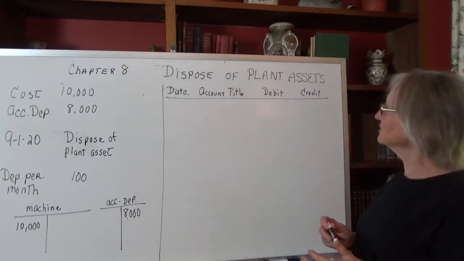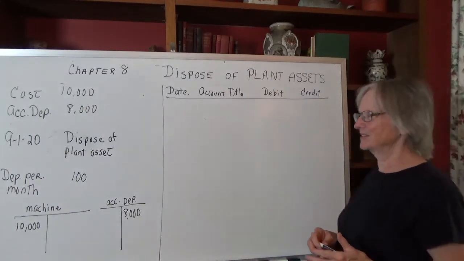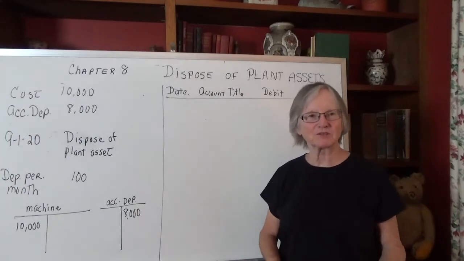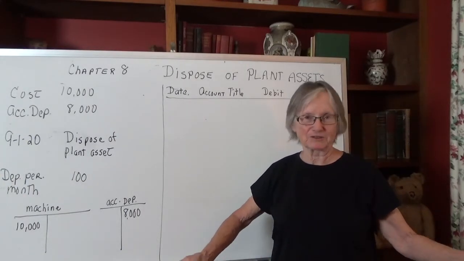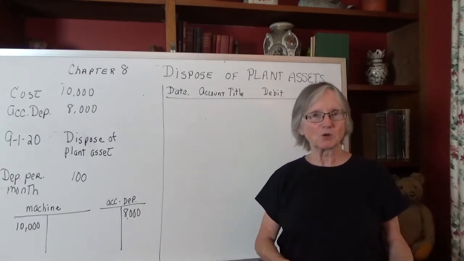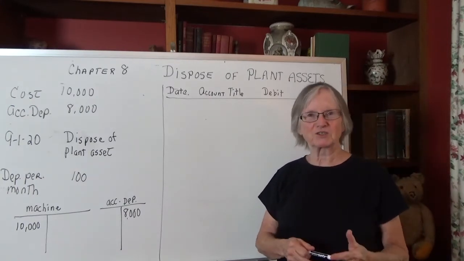Okay, so now we're going to dispose of our plant assets. You can dispose of them by just taking them out of service and basically junking them, or they can be sold, but there is a process that we go through.